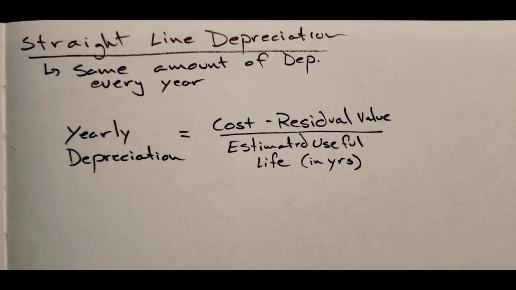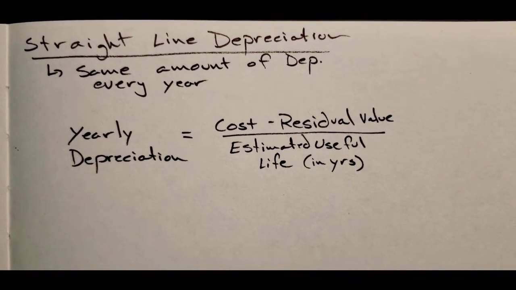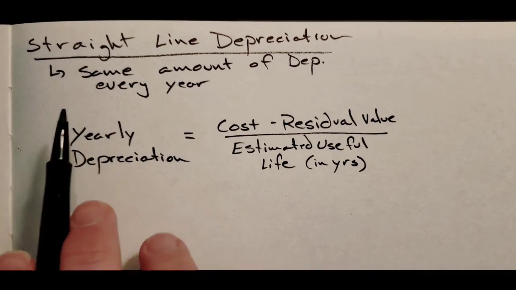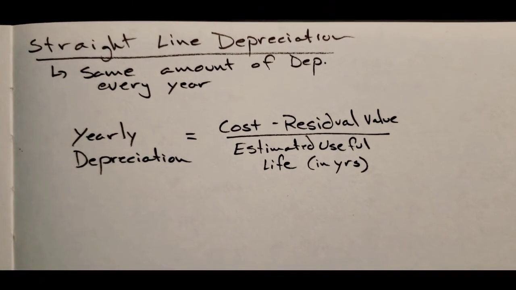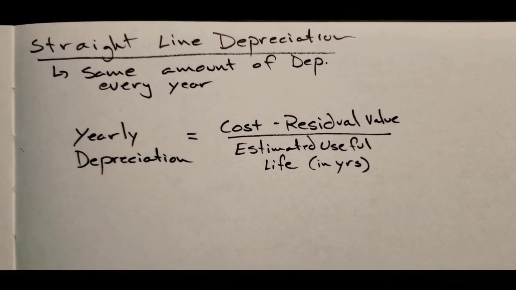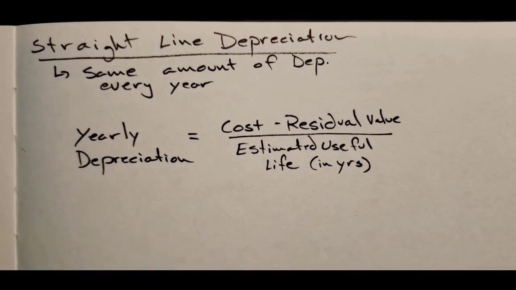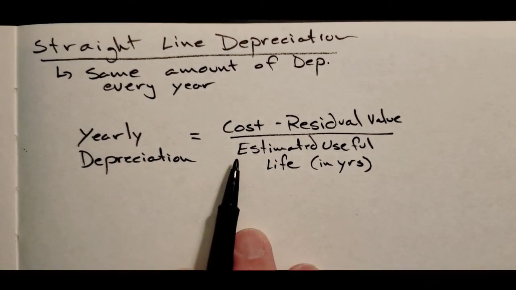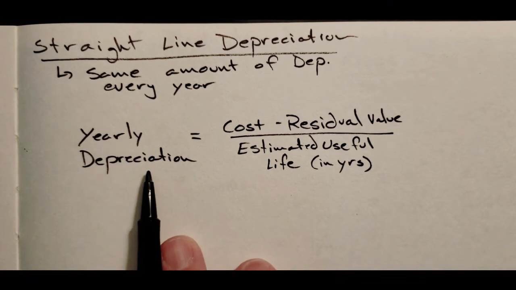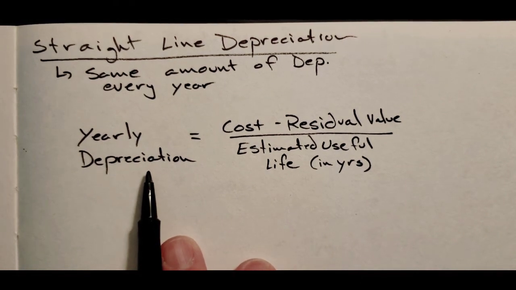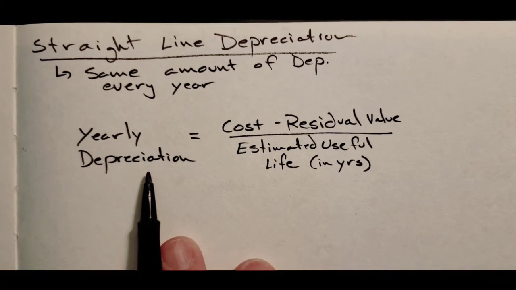This video is going to talk about straight line depreciation. The way that straight line depreciation works is it's the same amount of depreciation for an asset every year. It's very easy to calculate. We just need to plug in some numbers to this equation and we'll find our yearly depreciation, and then every year that that asset is owned, it loses that much value every year. It's the same every year.